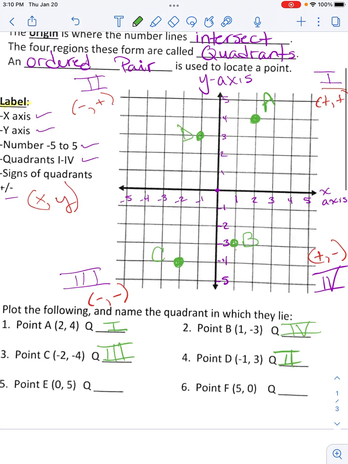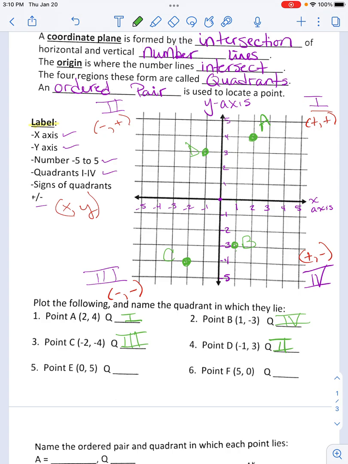Okay, point E is at 0, 5. So 0 means don't go left or right. Go left and right 0 spots. And then 5, up 5. So we are right here, right on that y-axis. Okay. And we are to plot that with an E.